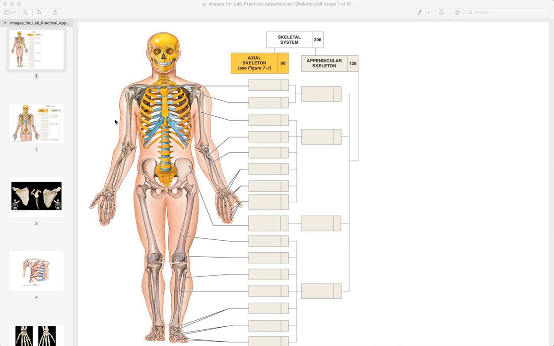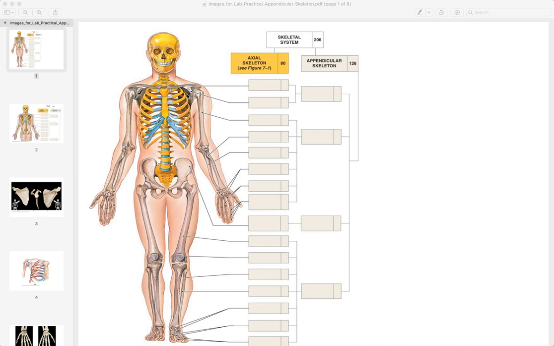Okay, starting with the shoulder, we'll start with the clavicles. So that is the clavicle. There's 2, one on either side. And then the scapula is the shoulder blades, and it's in the back, but it's this bone here.